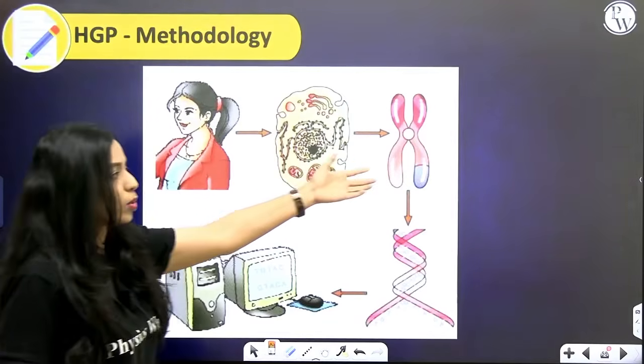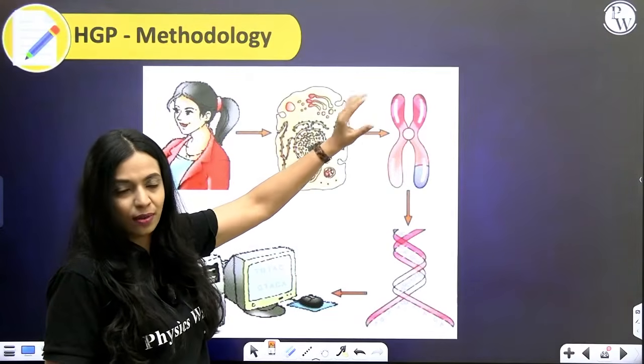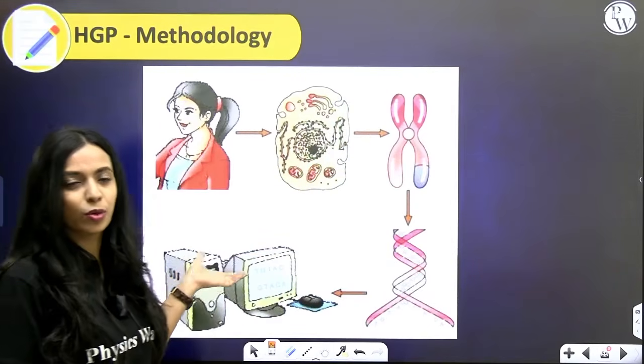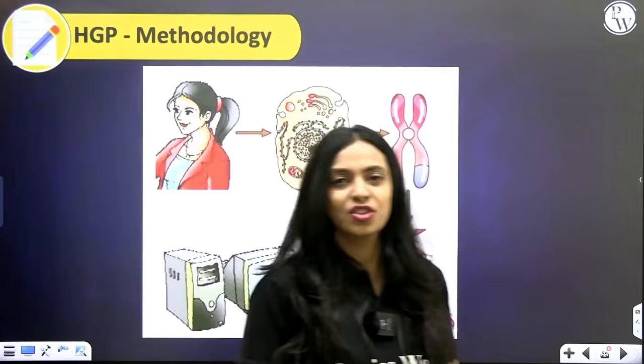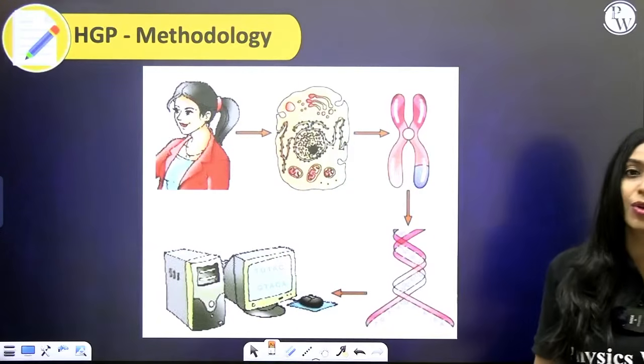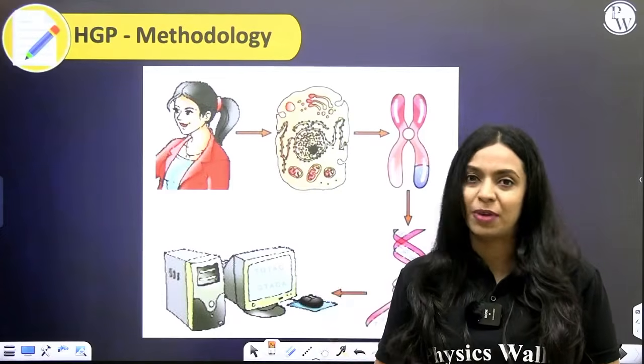From one cell, they took one set of chromosomes, just the genome, and then they sequenced it by making use of computer programs. For sequence annotation, they introduced these fragments of DNA. They cut DNA into fragments and introduced them into hosts for cloning and making more copies.